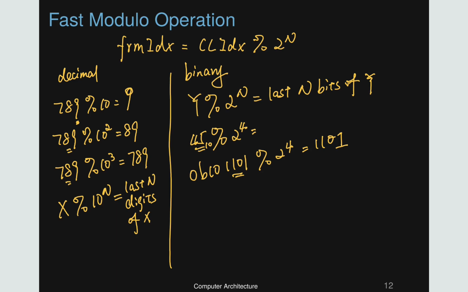That gives us the result 1101. If we do this math using decimal numbers, 45 modulo 2 to the 4 is effectively 45 modulo 16. The result is going to be 13, which is exactly 1101, this binary number. Therefore, for a binary number, if we want to do a modulo over 2 to the n, all we need to do is extract the last n bits out.